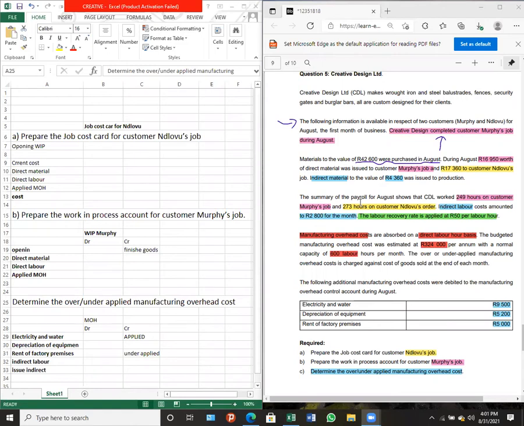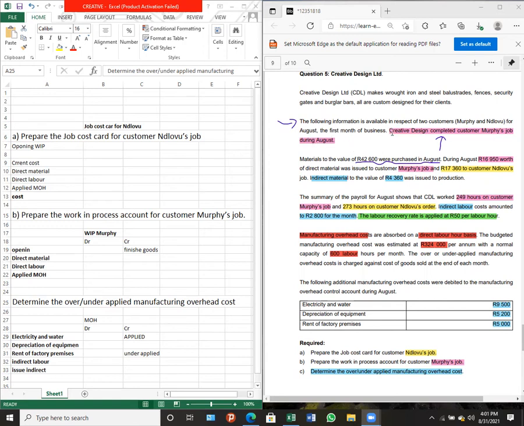Okay, here, guys, we're going to do question 5. The following information is available in respect of two customers, Murphy and Ndlovu, for August, the first month of the business. Creative Design completed the customer Murphy's job during August.